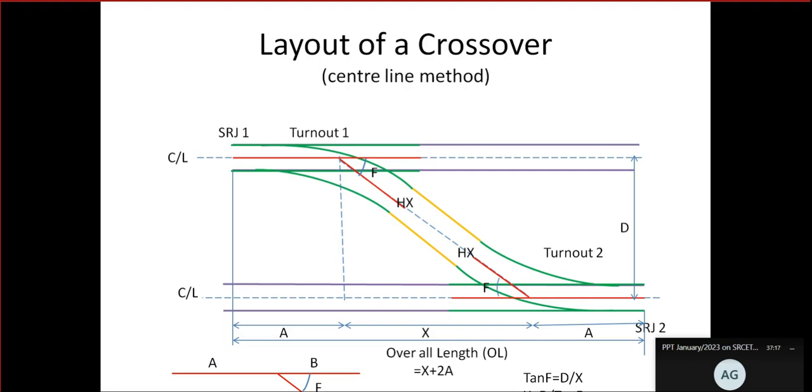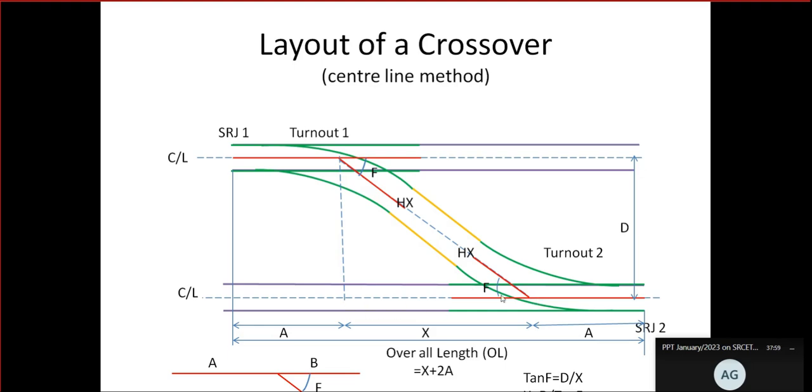So simply you can find out. Here, assume that this track distance is 5 meters. We are introducing the turnout 1 in 12 on both the tracks. 1 in 12. What is the overall length? Without a calculator you can find out. Here D is 5 meters. The points and crossing we are using in road 1 is 1 in 12, and road 2 also 1 in 12.